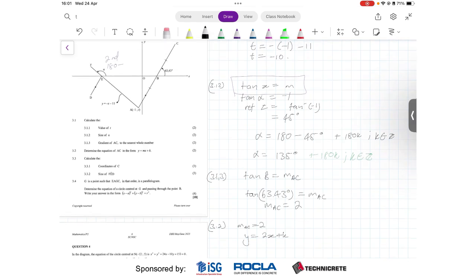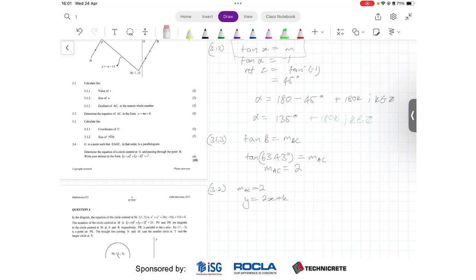And looking at the point A, it lies on the line AC, right? So because it lies on the line AC, we may thus substitute point A, minus 1 and minus 10. We know our y value is minus 10. Our x value is minus 1, so minus 10 equals 2 times minus 1 plus k, which tells us that k is equal to minus 8. Therefore, the equation of our straight line is y equals 2x minus 8.